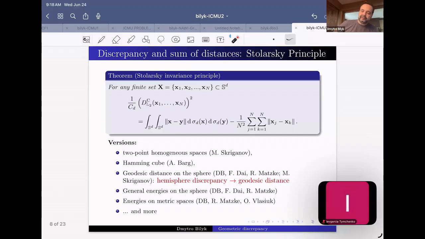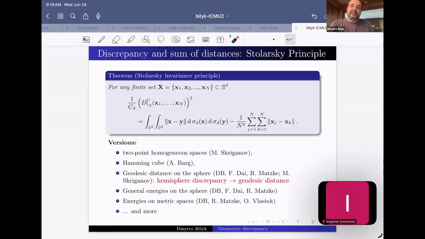There has been quite a lot of interest in the Stolarsky identity lately. It's been extended to various situations, a lot of situations mentioned here. This one is particularly interesting.